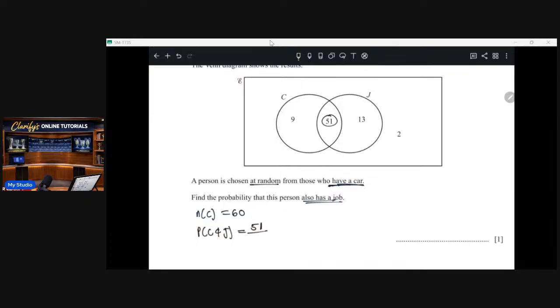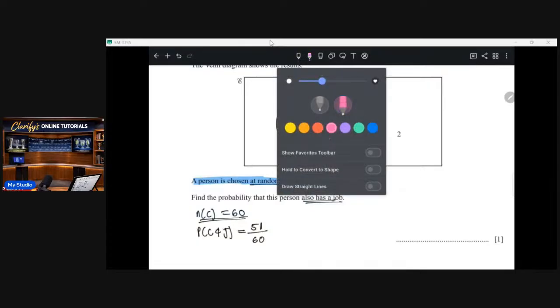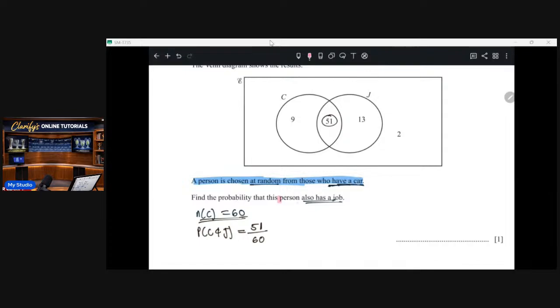This is the most important thing. The first statement tells you where you are choosing from. You are choosing from people who have a car, so there are 60 of them. Now you are choosing what? The next statement tells you what you are choosing: that this person also has a job. Basically, you are choosing the probability that this person has a car and also has a job, which is this section. These are the people there, but you are choosing from 60. So what is the answer? 51 over 60, what do you get?